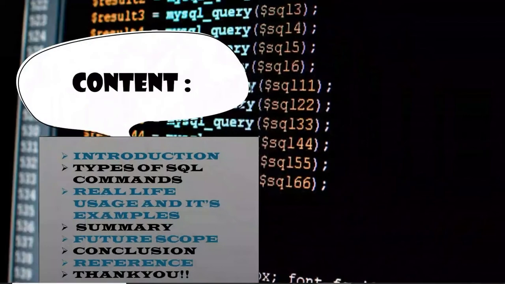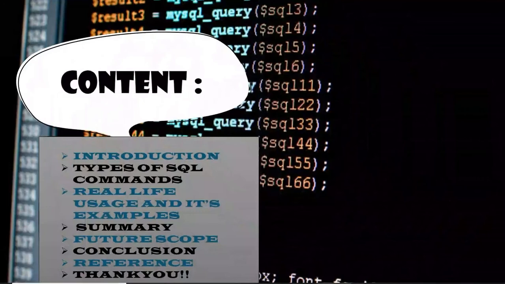These are the contents. First we're going to talk about the introduction part, and then I'm going to tell about the types of SQL commands, then their real usage and examples, and then the summary part, and we're going to see the future scope in this. Then I'll conclude the topic, and then I'm going to tell about the references part, and finally the thank you part. So let's get started.